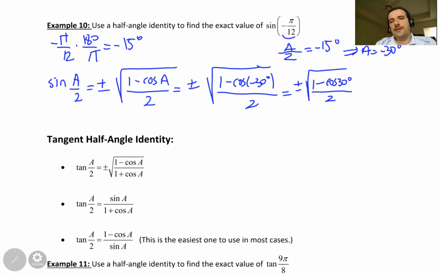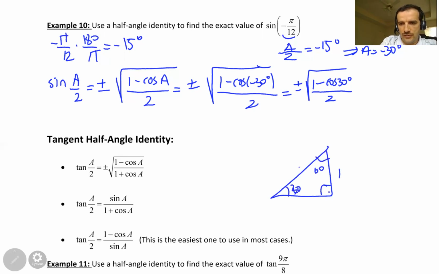And cosine 30 is, what's cosine 30? Remember that special triangle, 30, 60, 90, with sides 1, 2, root 3. Cosine 30 is adjacent over hypotenuse, root 3 over 2. So plus or minus root of 1 minus root 3 over 2, all over 2.